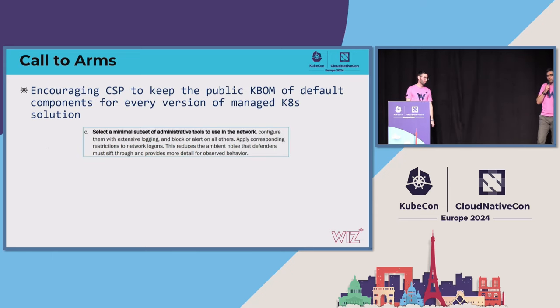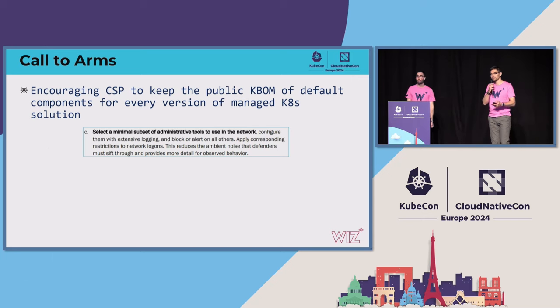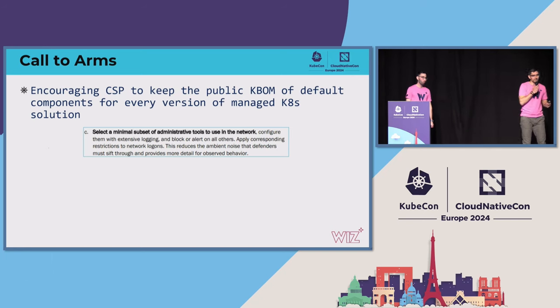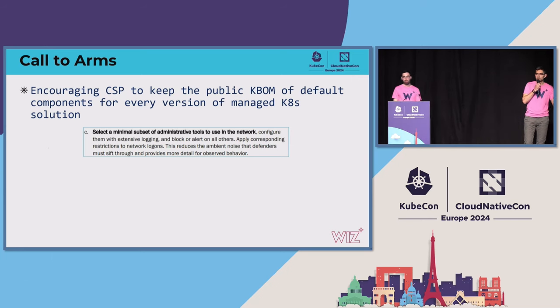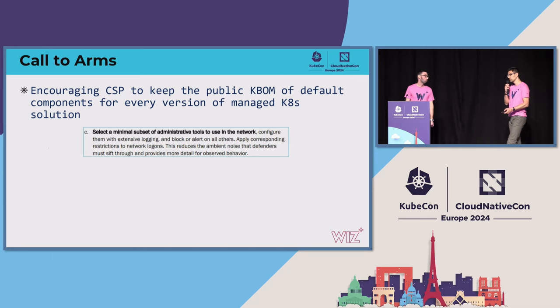Also, we would love to encourage the CSPs to publish whatever they have in the managed clusters, a KBOM, or call it any other word. But ultimately, the users want to know what they run in the clusters. Okay, right now, that's not the situation. Think about vulnerability management. How can we trace, how do we know in which clusters, which versions, we have a vulnerable component? We don't.